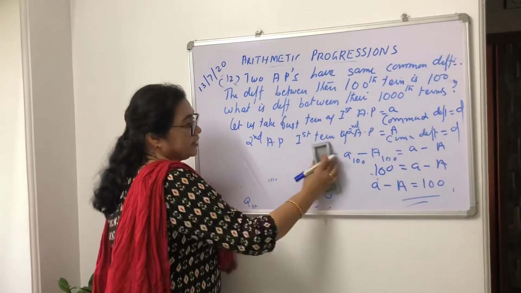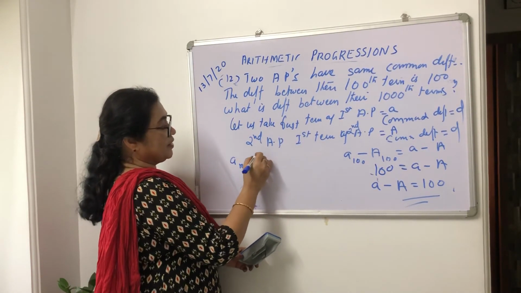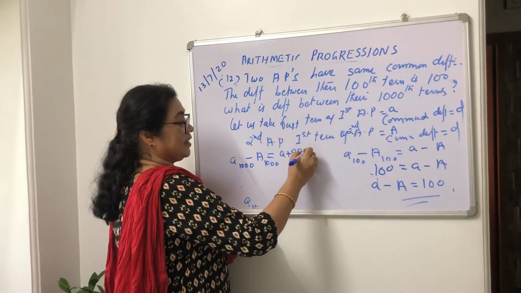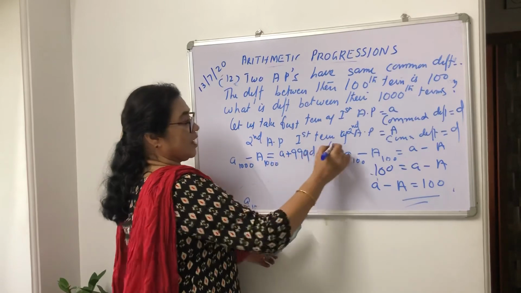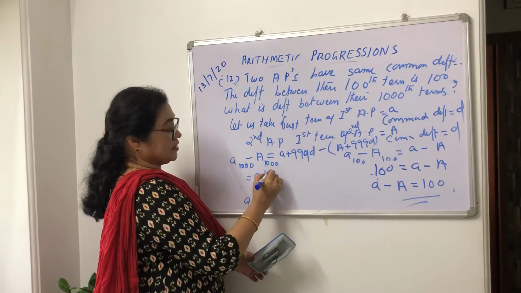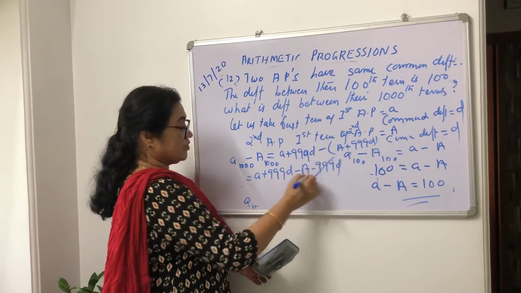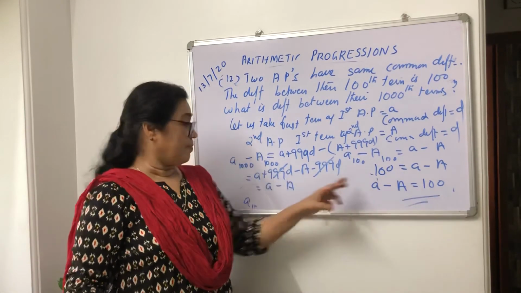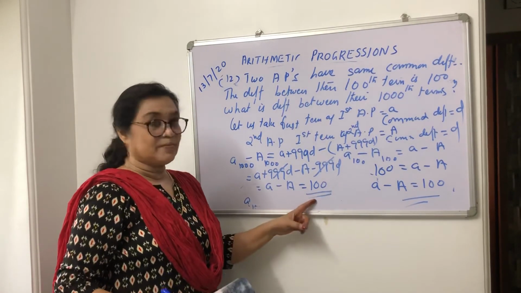Now I am going to take the difference between the 1000th terms. So you want to take a_1000 minus A_1000. a_1000 is a plus 999d, minus capital A plus 999d. The 999d terms cancel, so it is coming as a minus A. What is the value of a minus A? It is 100. Therefore, the difference between the 1000th terms is also 100.